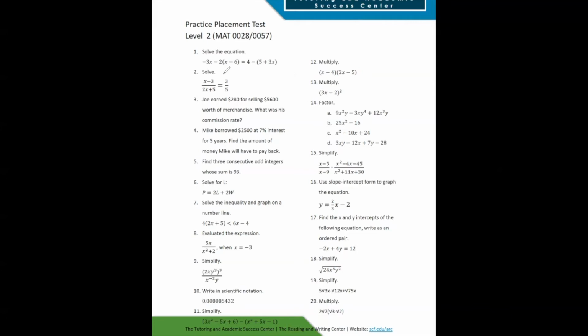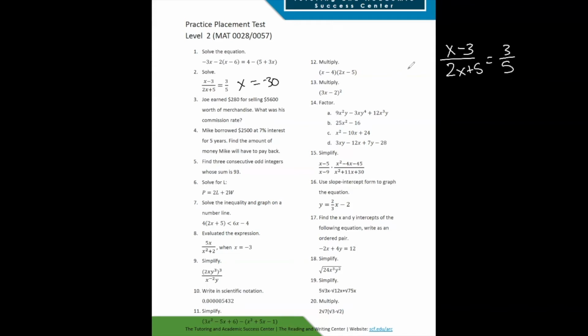Number 2 says x minus 3 over 2x plus 5 equals 3 over 5. For this one, our answer is going to be x equals negative 30. So for number 2, I'm going to set these equal to each other as they're already written. 2x plus 5 equals 3 over 5.